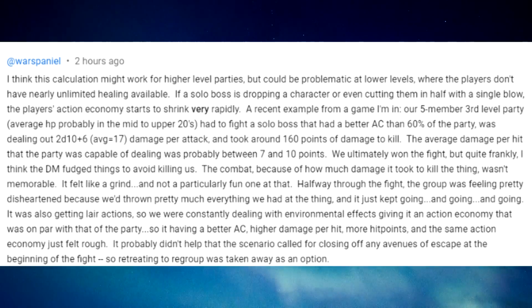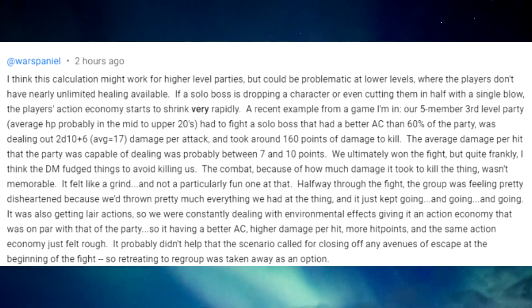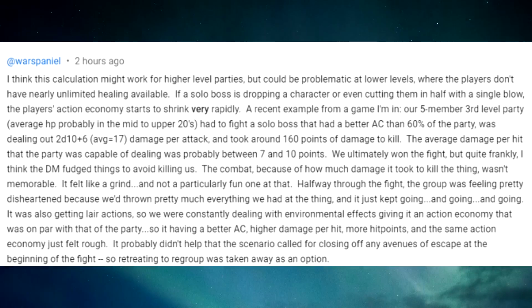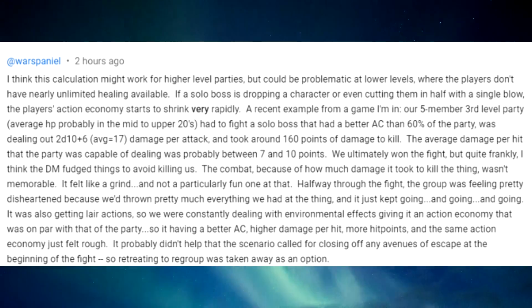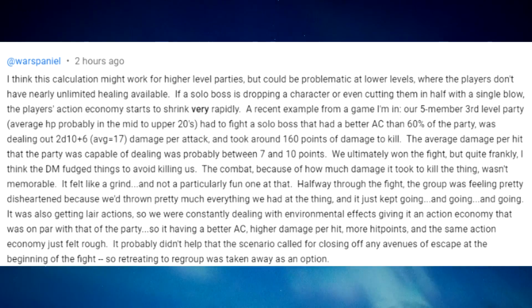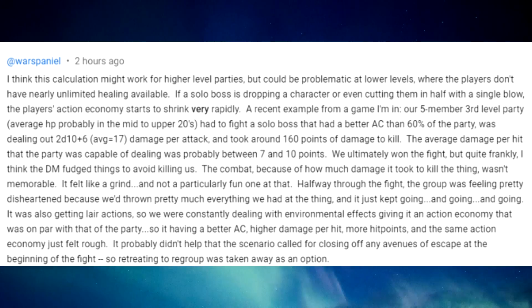The average damage per hit that the party was capable of dealing was probably between 7 and 10 points. We ultimately won the fight, but quite frankly, I think the DM fudged things to avoid killing us. The combat, because of how much damage it took to kill the thing, wasn't memorable. It felt like a grind, and not a particularly fun one at that. I don't know if a grind is ever fun.